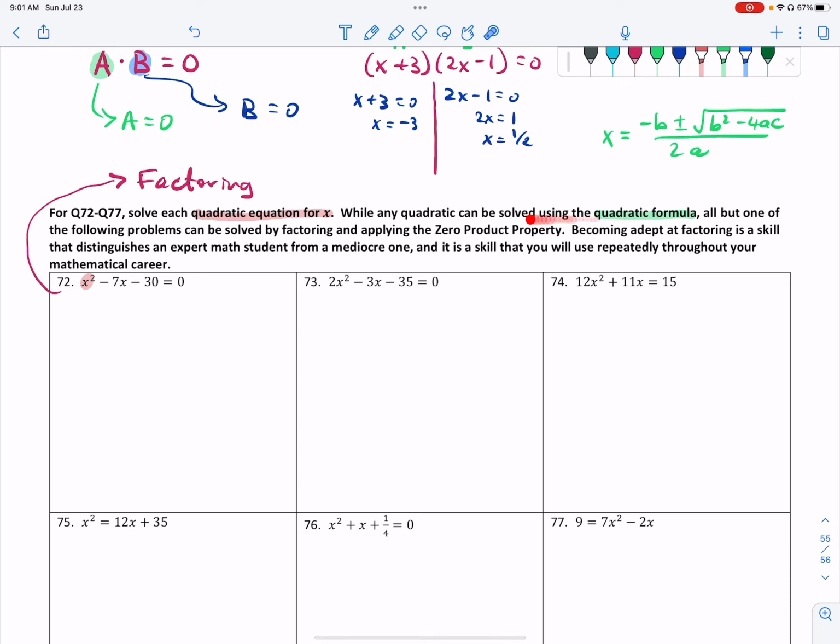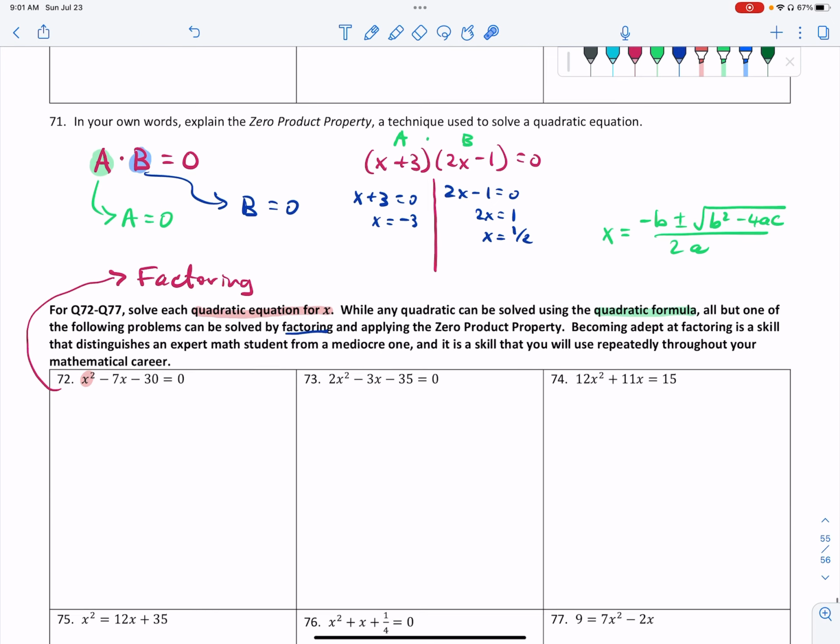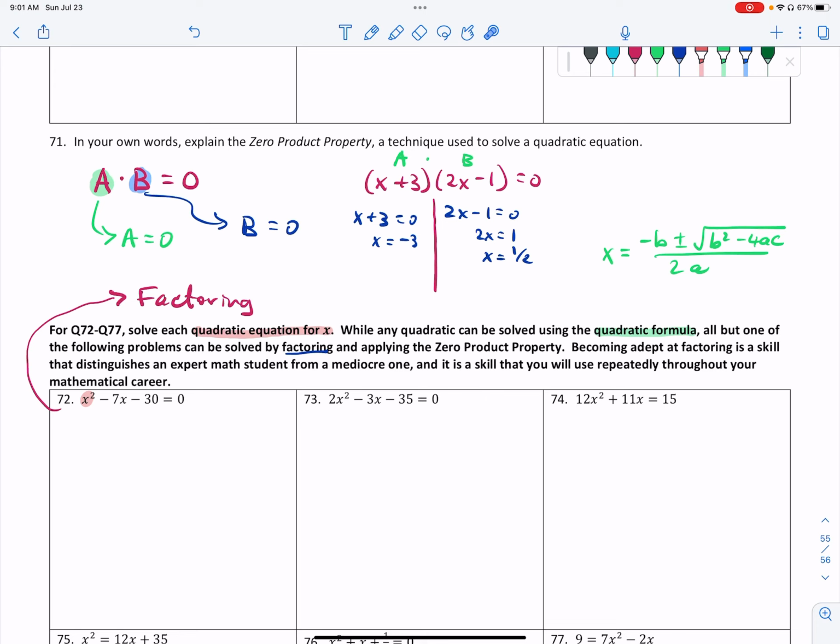Anyway, while all of these quadratic equations could be solved with the quadratic formula, all but one of them can be solved by factoring and applying the zero product property, which we talked about in question 71. Zero product property says that if you have two numbers you multiply up to 0, at least one of those things has to be 0. So the goal here is to take a quadratic equation, factor it, these parentheses things, and then set each of those factors equal to 0, and that will tell you what your answers for x are supposed to be.